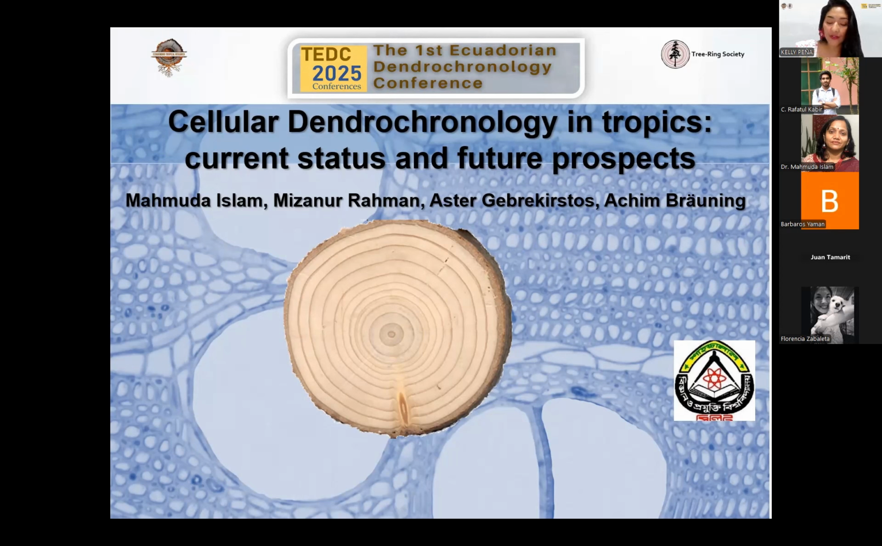Professor Dr. Mahmuda Islam comes from the Department of Forestry and Environmental Science, Cellular University of Science and Technology. Dr. Islam earned her PhD in Natural Science from the Institute of Geography of the University of Erlangen-Nuremberg in Germany. She is a professor at the Cellular University of Science and Technology in Bangladesh, and she is currently completing a postdoctoral position at Washington State University.